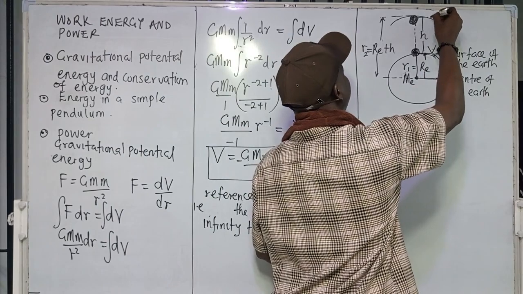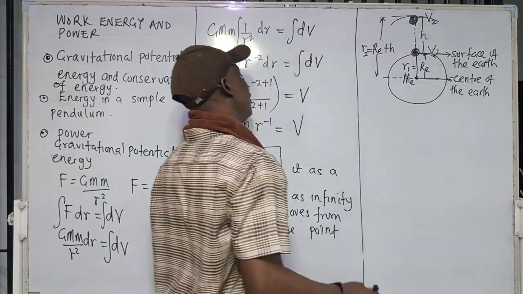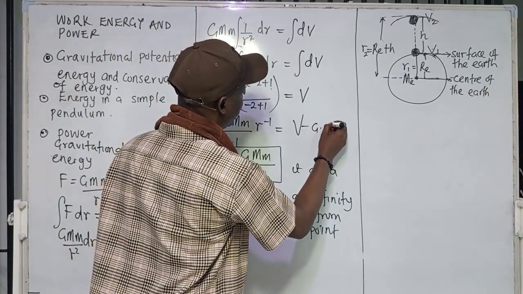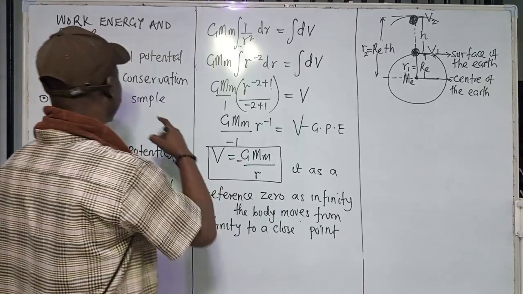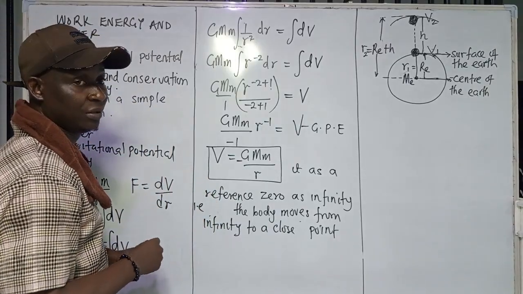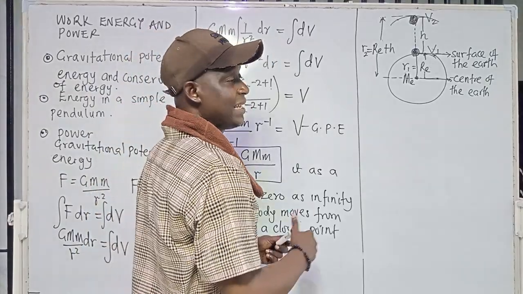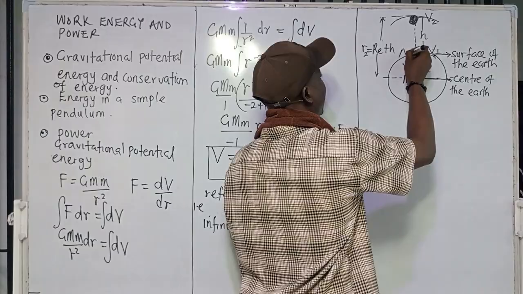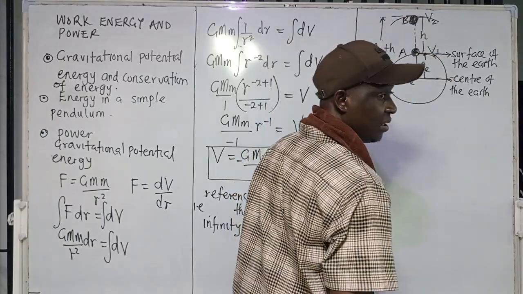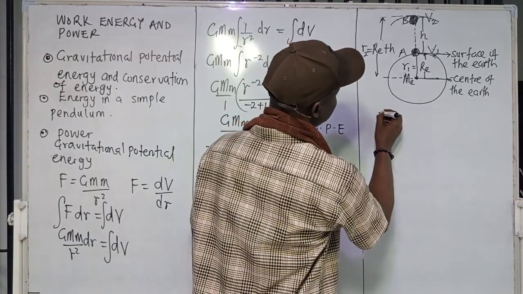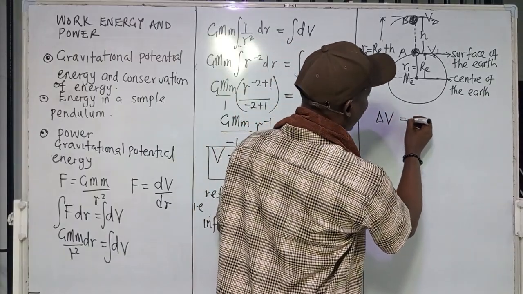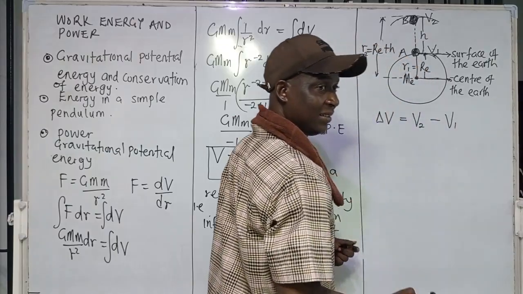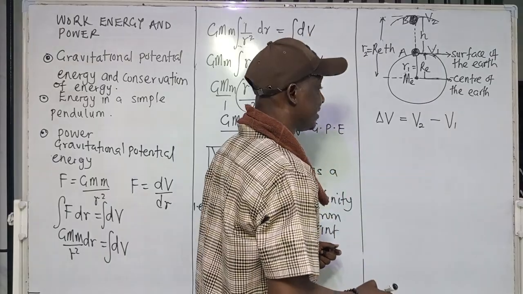V1 and V2. V is what we call the gravitational potential energy, GPE. Now, look at the body. If I move the satellite from position A to position B, what has happened? The potential change that has occurred is V2 minus V1. You have to get this in.